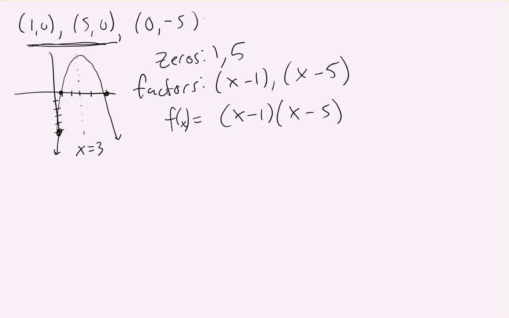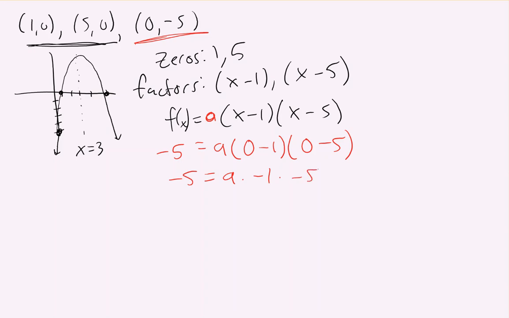So how can we use this information to figure out how much of a stretch or shrink it is having? I'm going to call that A from here on out. I'm just going to temporarily plug that in. When y is -5, x is 0, and you can see that gives me an equation that needs to be solved for A. Looks like A is -1.